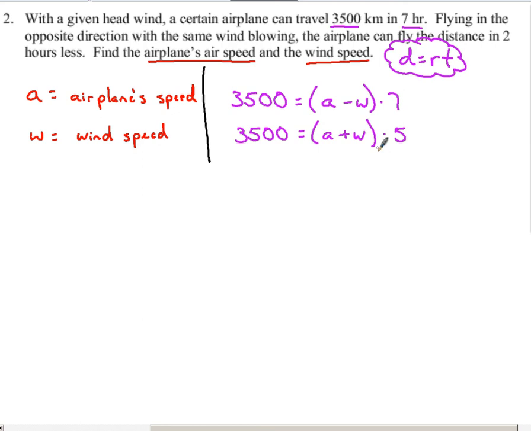Now if the wind is helping, you're going to add it on to that airplane speed. If you use the distance equals rate times time model, you can set up two equations here. Let's clean this up a little bit and distribute the 7 through in the top equation. I get 7a minus 7w equals 3,500. Multiply 5 through in the second equation, and get 5a plus 5w equals 3,500.